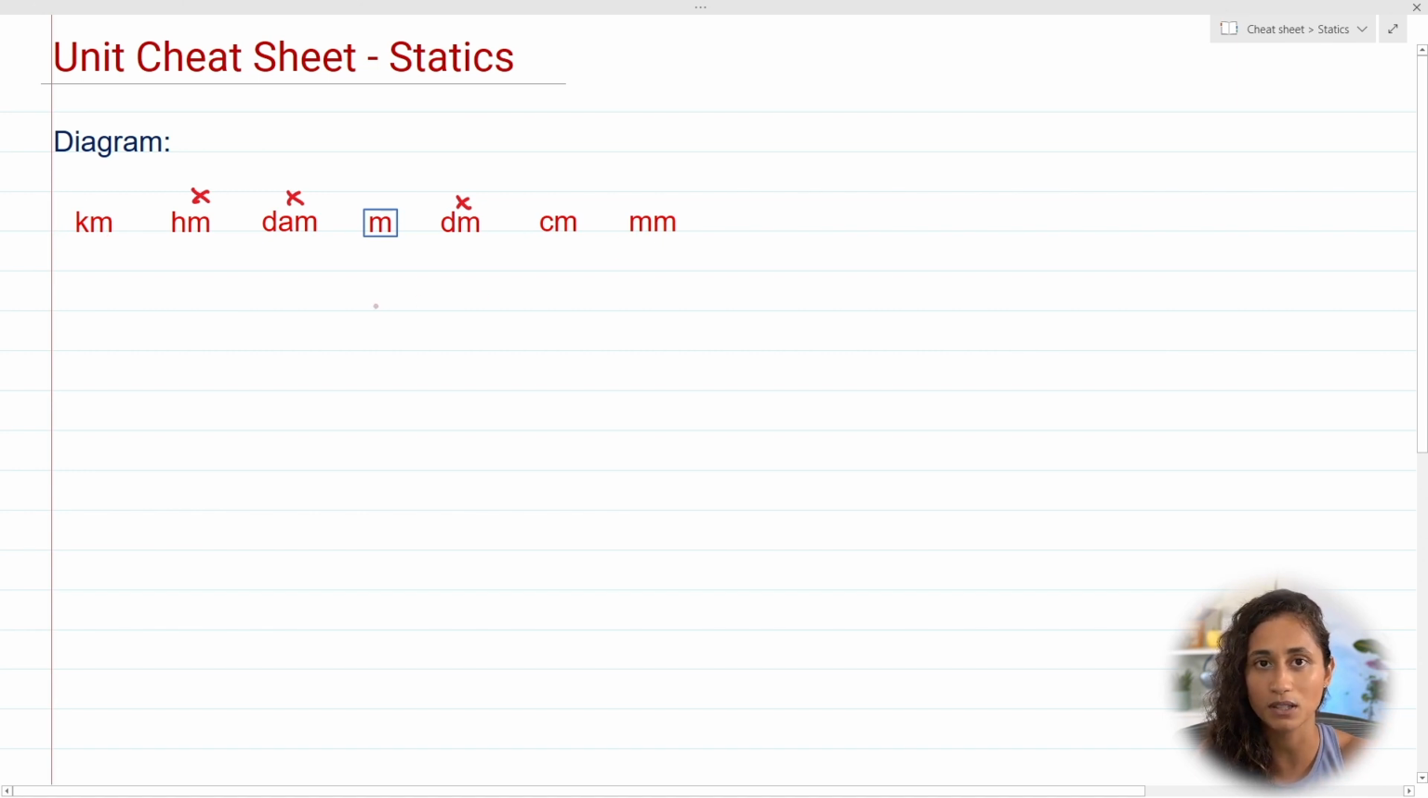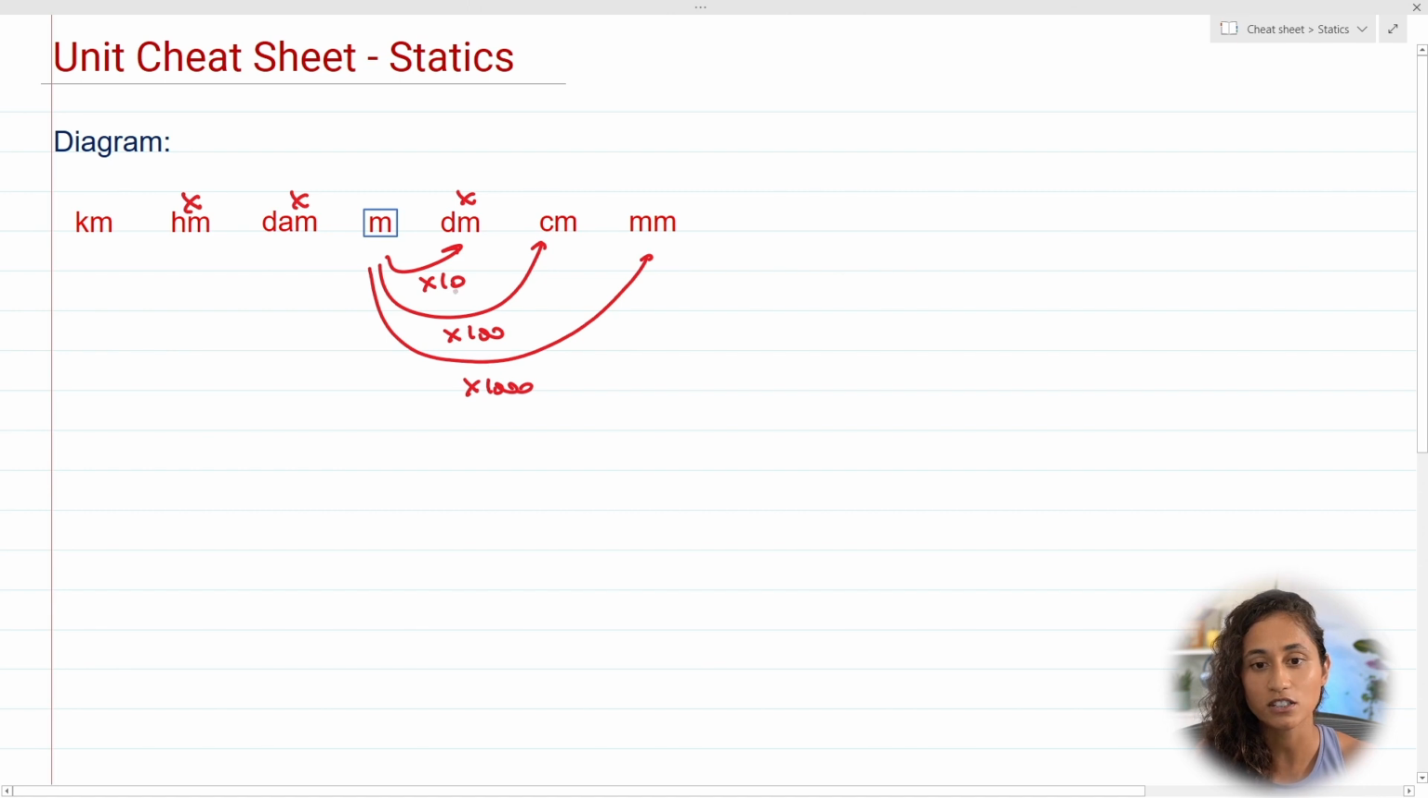But I'm including them in this diagram because it actually helps us to remember the conversion for centimeters, millimeters, and kilometers. So usually if we want to convert from meters to decimeter, we just multiply by 10. If we want to go from meters to centimeters, we multiply by 100. And then from meters to millimeters, we multiply by 1,000. Note guys here how there's a pattern, right? First we have 10, then we have 100, then we have 1,000.